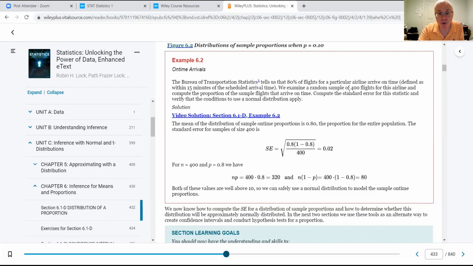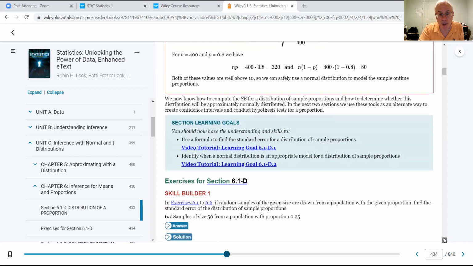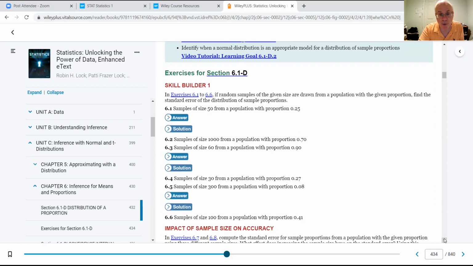And they do say up here that it's a random sample. If you read this, the Bureau of Transportation Statistics tells us 80% of flights for a particular airline arrive on time. We examine a random sample. There's the randomness. That's one of the requirements, right? So they talk about a random sample of 400 flights. 400 is your sample size, all right? And they compute the proportion that arrive on time, compute the standard error, all right? And the standard error is this. So hopefully this makes sense to you. Again, you can do some of these examples in here.